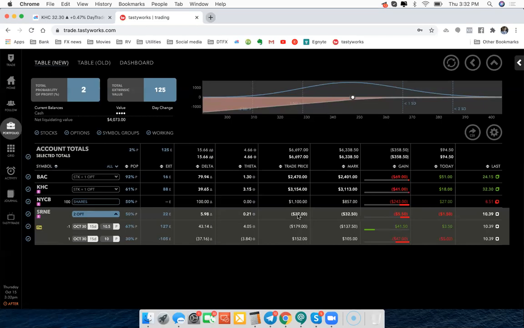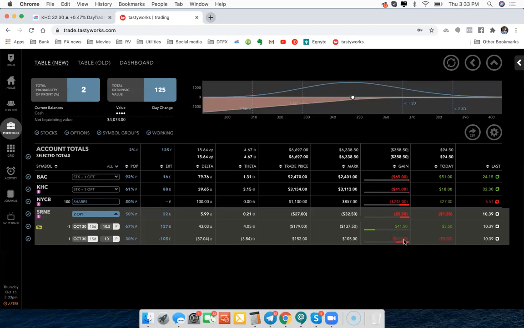That's the difference. The little parentheses means that's what we were paid, and no parentheses, regular numbers, means that's what we paid. And that's under trade price. So here SRNE is trading at 10.39, right between our two strike prices. So what am I going to do with this trade? If SRNE goes down a lot, let's say it goes down to $8, $9, $7, whatever, it goes down a bunch, then the $152 that I paid for my protection would be worth maybe 300 bucks.